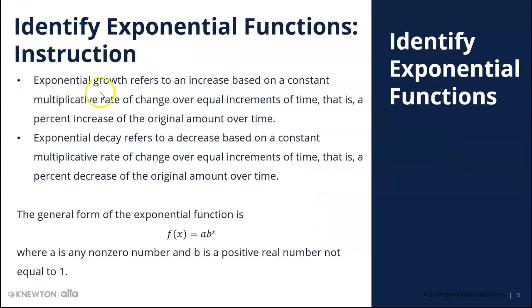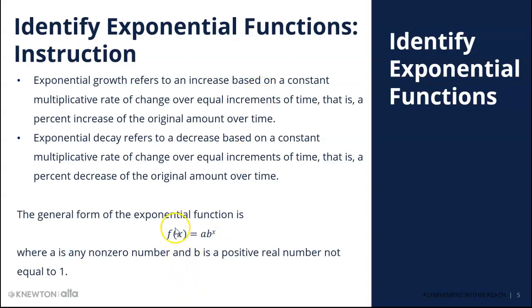Now, exponential function growth refers to an increase based on a constant multiplicative rate of change over equal increments of time. That is a % increase of original amount over time. While exponential decay refers to a decrease based on a constant multiplicative rate of change over equal increments of time. That is a % decrease of original amount over time.